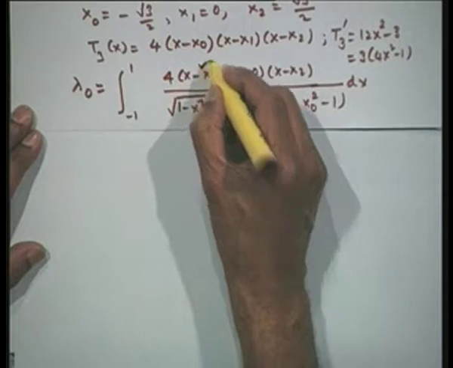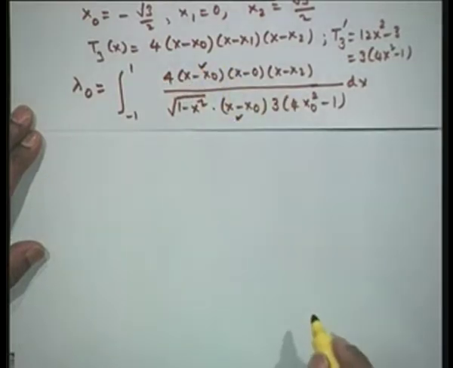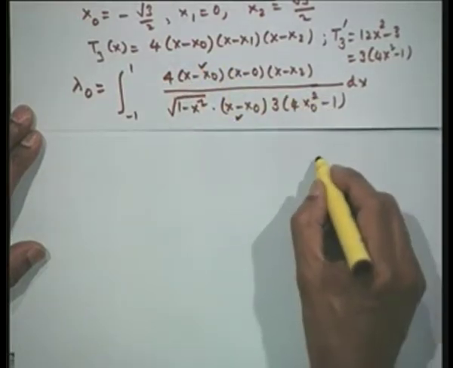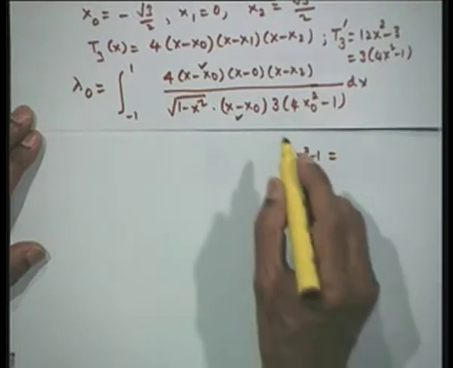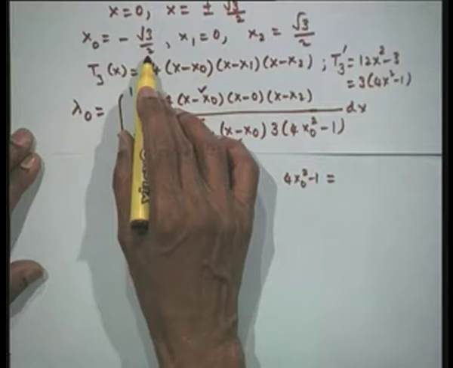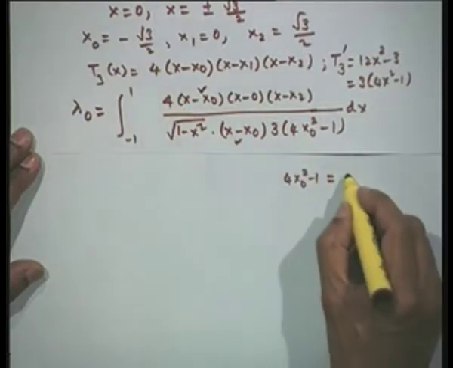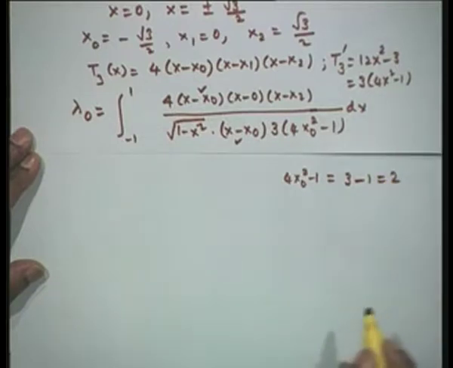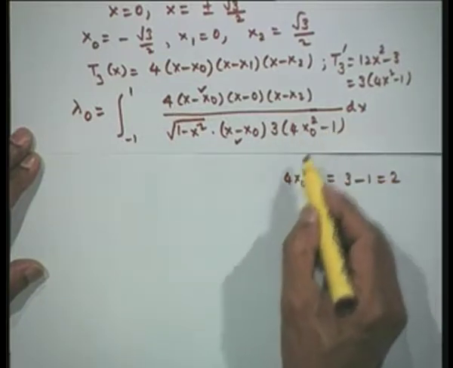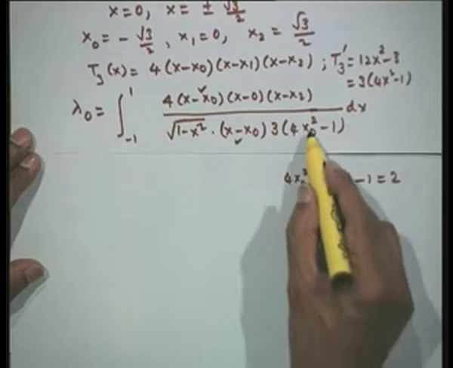Now we will cancel off x minus x naught from here. Let us compute what this value is. This is 4 times x naught squared minus 1, where x naught is minus root 3 by 2. So that is 3 by 4 into 4, that is 3 minus 1, that is 2. So this value of 4 x naught squared minus 1 is equal to 2.